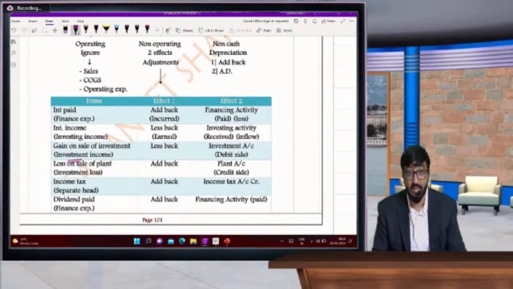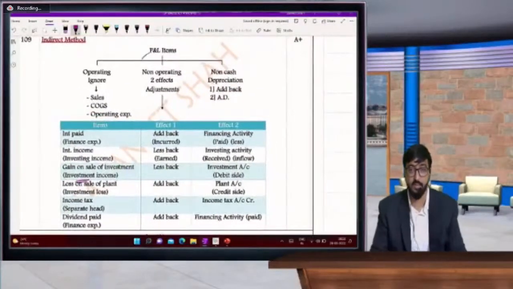Income tax, as it has a separate head, you can see the reason, separate head, add back, that is accrued. An income tax account we will prepare, as payment is not the same, therefore open an account. Whenever accrued and payment are not the same, open an account. And dividend paid is a financial expense, add back is accrued and financing activity is paid. Here both are the same, so no need to open a dividend account, but for concept clarity I opened it. So you got this concept.